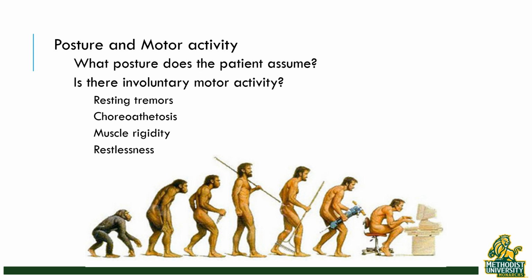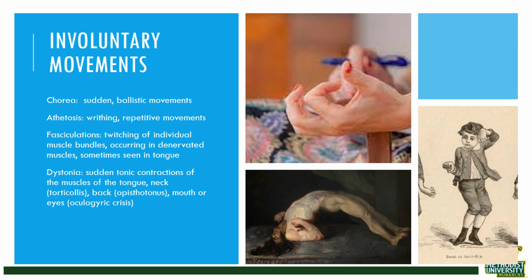You see some people who are moving jittery and constantly moving. There are a lot of potential involuntary movements that can give us clues as to a patient's neurological status. There's something called chorea, which are these sudden ballistic movements that occur in certain serious neurological conditions like Huntington disease. Athetosis, which are writhing, repetitive movements.